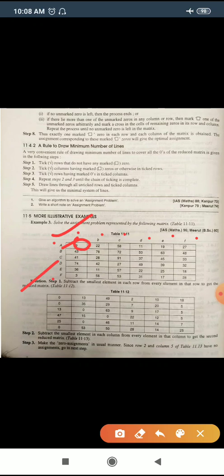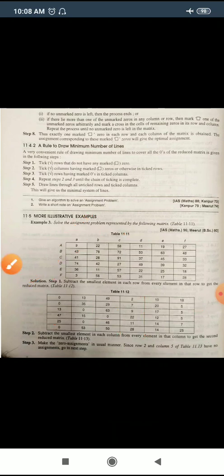Now in each column, first column, second column, third column, fourth, fifth, sixth, we take the minimum value. In this column it is 0, in this also 0, in this also 0, in this it is 2. So we subtract 2 from each value in the fourth column. In the fifth column the minimum is 10, so we subtract 10 from each element. In this one it is 5, so we subtract 5 from each value. Now zero third, we go for step 3. Make the zero assignment in the usual manner, since row 2 and column 5 of the table have no assignment. Go to the next step.